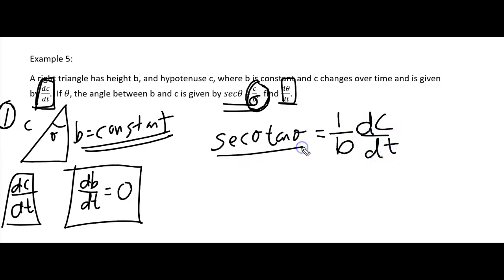Oh, and I forgot on this side, when you take the derivative of secant, you need to multiply by the derivative of the inside, which is derivative of theta. So there's our derivative. We did the derivative of secant, which is secant theta tangent theta, times the derivative of the inside of the secant, which is d theta dt. That's equal to the derivative of the right side here, which is 1 over b times dc dt. So that's step 5 of our related rate process.